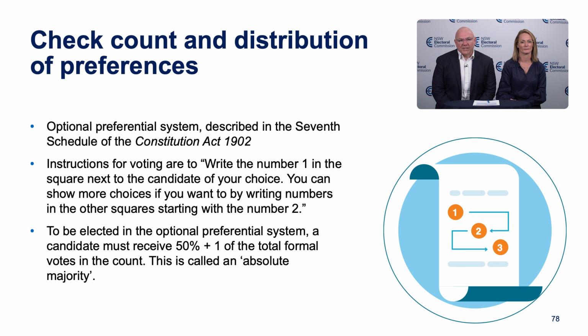Legislative Assembly elections are conducted using the optional preferential system. The instruction for voting is to write the number 1 in the square next to the candidate of your choice. You can show more choices if you want to by writing the numbers in other squares starting with the number 2. To be elected in the optional preferential system, a candidate must receive 50% plus 1 of the total formal votes in the count. This is called an absolute majority.